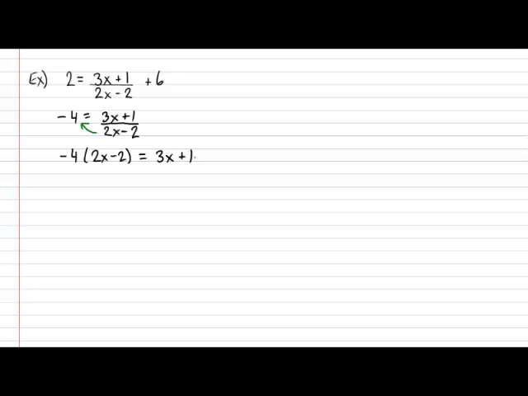And now simple algebra takes over again. Continuing our work, we get negative 8x plus 8 is equal to 3x plus 1. I'm going to move all my x's to the left side. So negative 8x subtract 3x will give us negative 11x. And moving all the constants to the other side, we get 1 subtract 8, which gives us negative 7. And then finally, dividing both sides by negative 11 gives us an x value of 7 over 11.